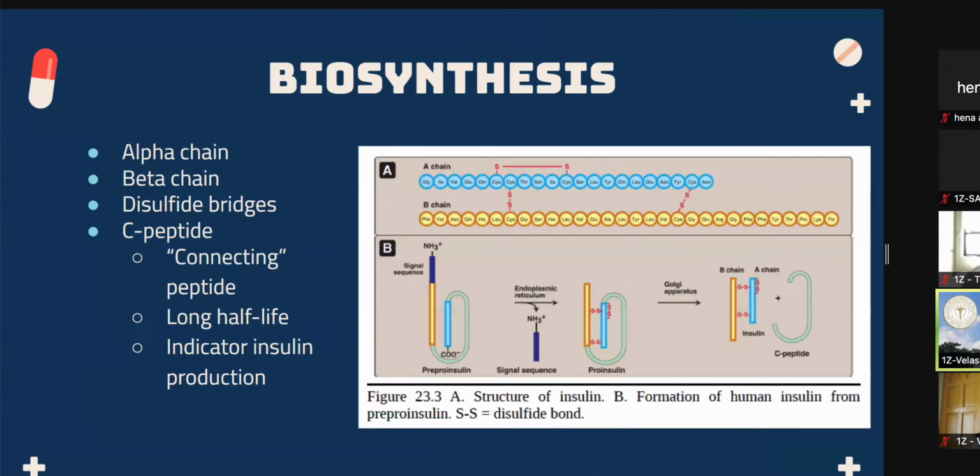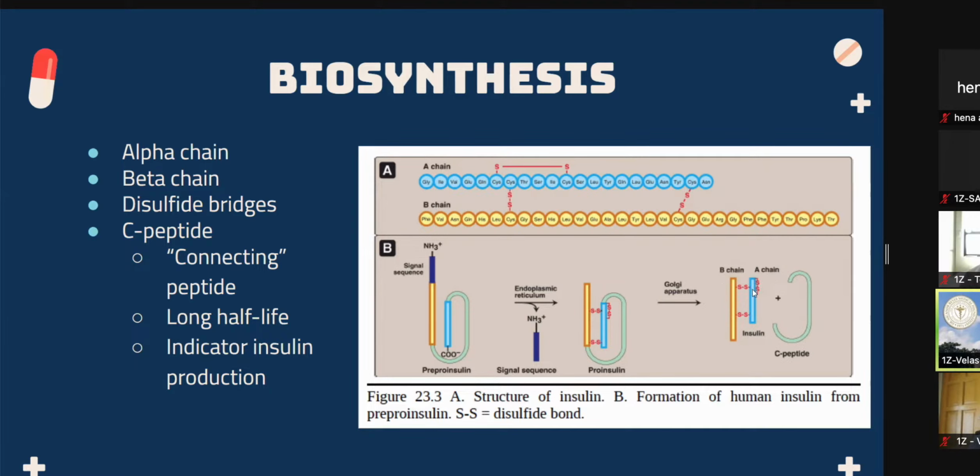I'll show what's going on in the next slide. Here's a picture of the structure of insulin on the top, indicated with A, and the process I just described is in B. You have a proinsulin here with an alpha chain and a beta chain. The alpha chain is blue and the beta chain is yellow, and you have a C peptide indicated in green, which connects them both. Eventually over time, the C peptide is cleaved and the two chains are bound together by disulfide bridges.